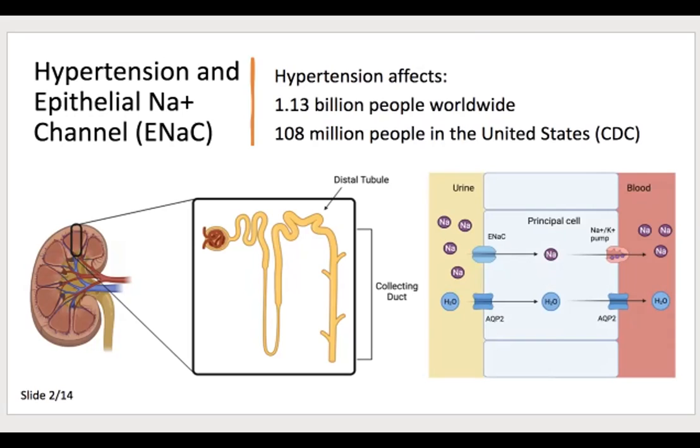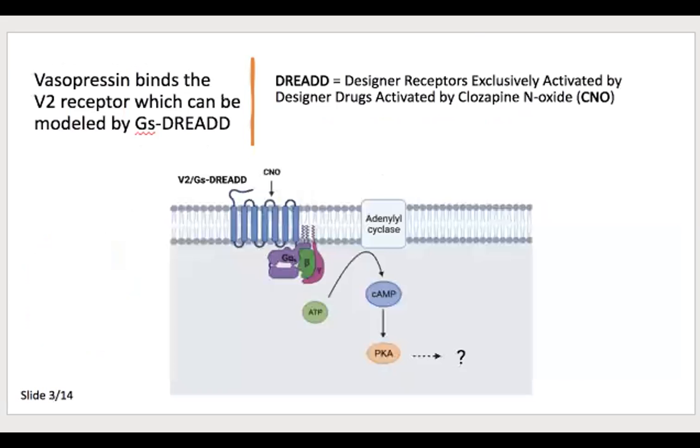And just a little bit about the epithelial sodium channel, or ENaC. It is specific to the apical membrane of principal cells, which are located in the distal tubule and collecting duct. The primary function of ENaC is to reabsorb sodium from urine in order to increase blood pressure, and therefore regulation of ENaC is very critical to maintaining the body's blood pressure, and that makes it a great target for several of our body's hormones, including vasopressin.